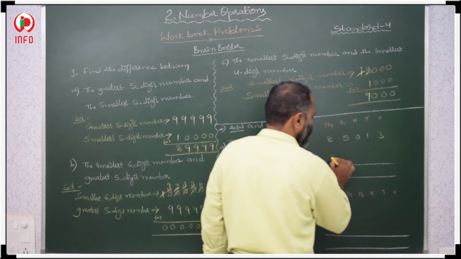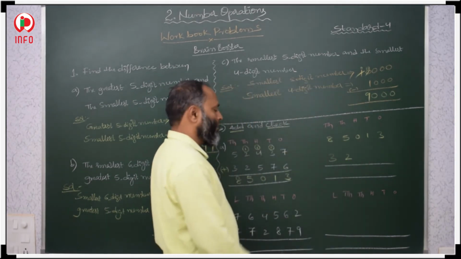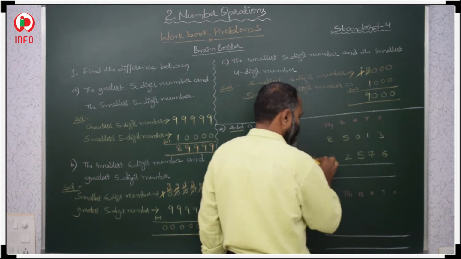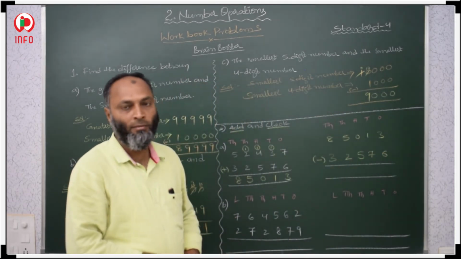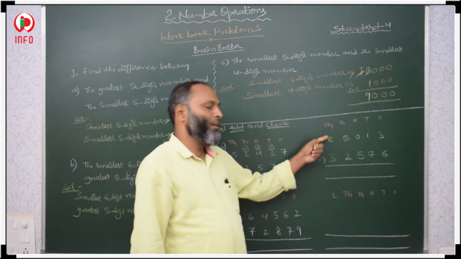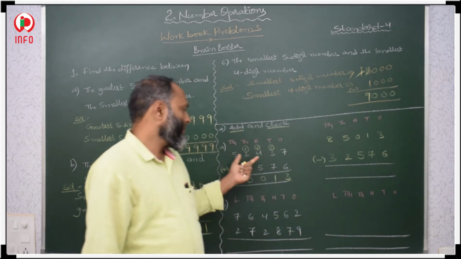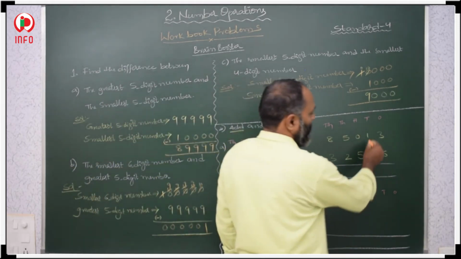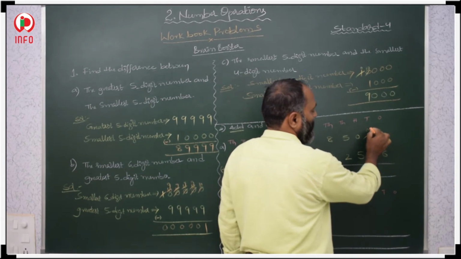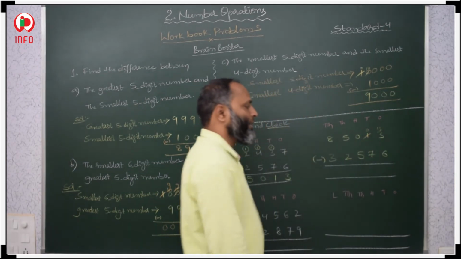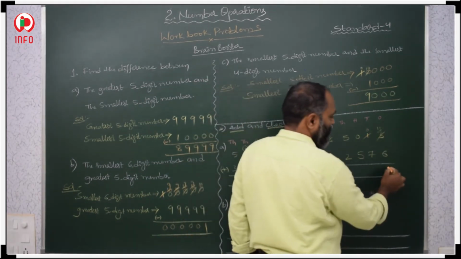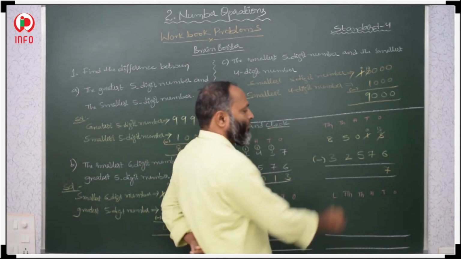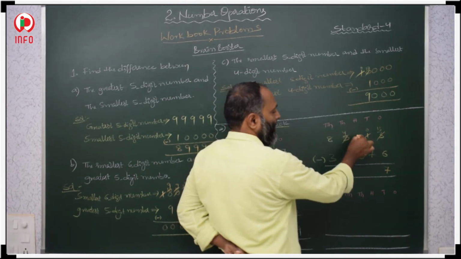32,576. Then subtract it. After subtracting, we should get this one, otherwise our answer is wrong. Now, borrow from here. It will become 0, it will decrease by 1, and this will increase by 10. 13. 13 minus 6 is 7. Then borrow from here, it will decrease by 1, and this will increase by 10.